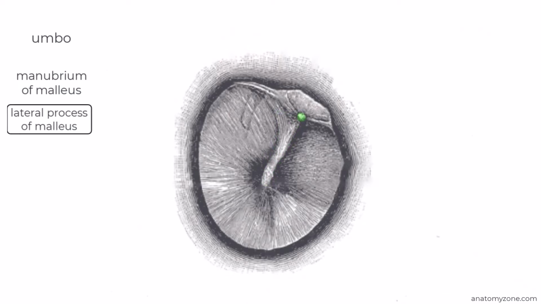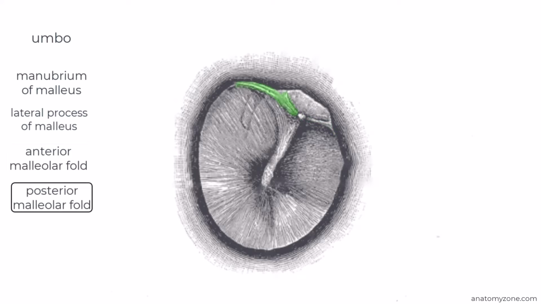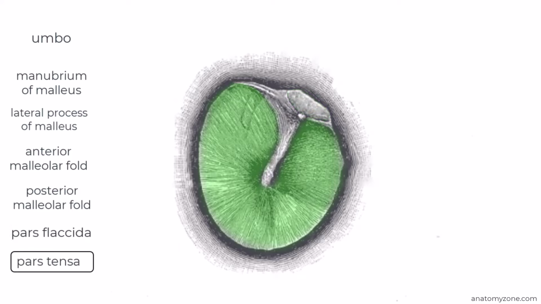And then extending anteriorly and posteriorly from the lateral process, we have the anterior and posterior malleolar folds respectively. You can see here this small triangular area just above the malleolar folds. This is an area where the tympanic membrane is a little bit thinner and looser and is known as the pars flaccida. The rest of the tympanic membrane is thicker and tighter and is known as the pars tensa.